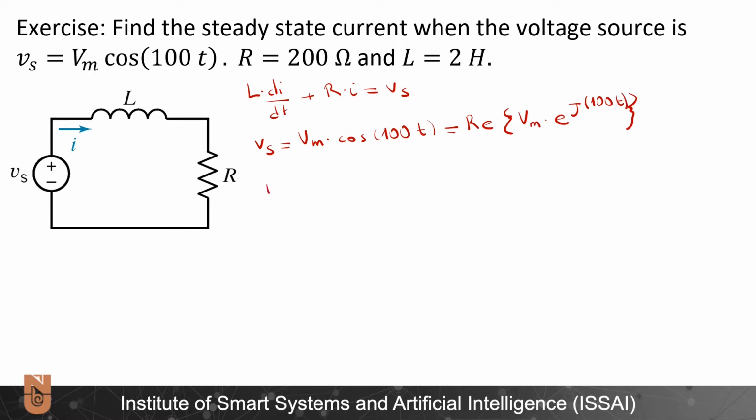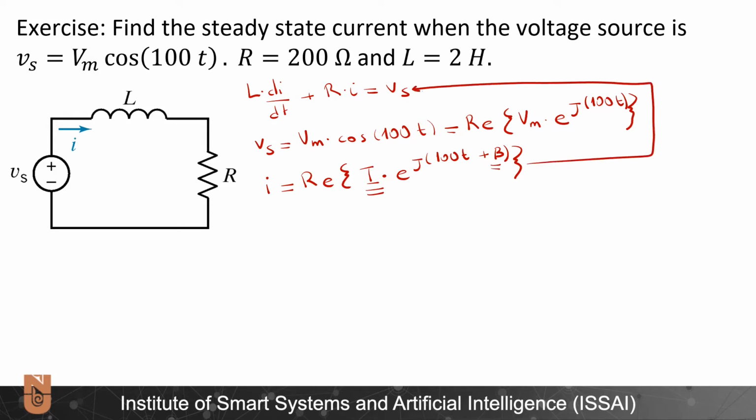And accordingly, I can write my solution i for the current as real part of some type of current magnitude times e to the j (100t plus beta). And now in order to find I and beta, I need to plug in this expression to this equation.